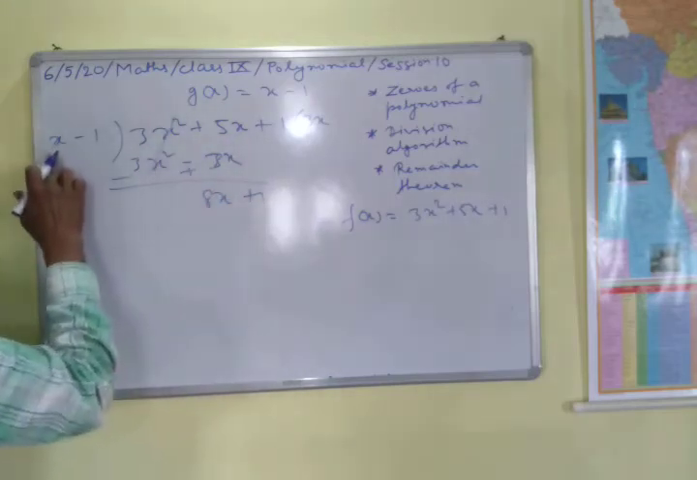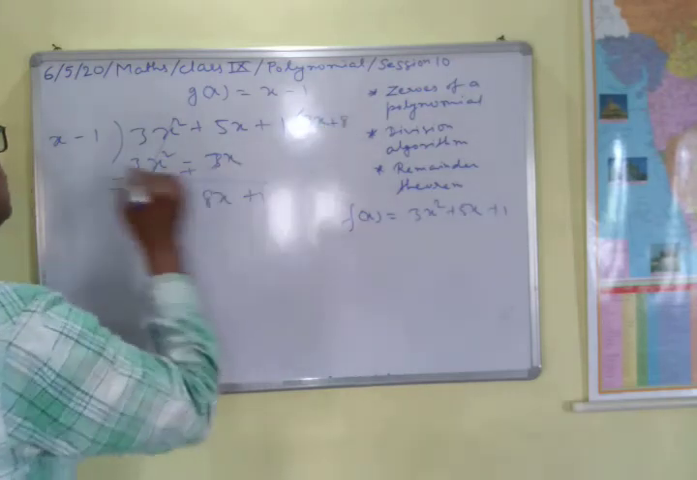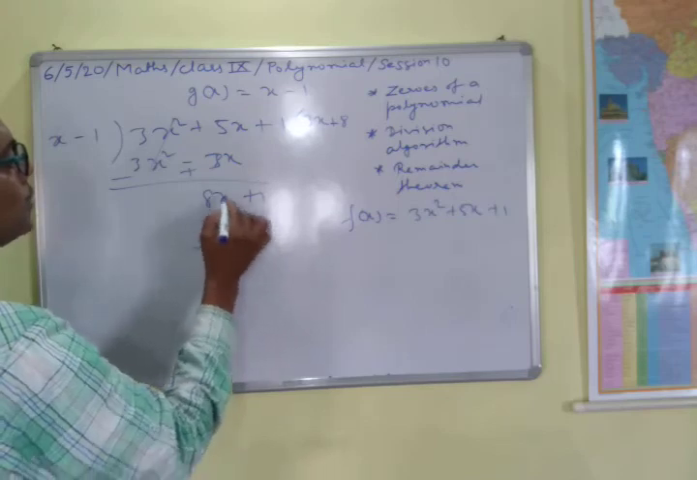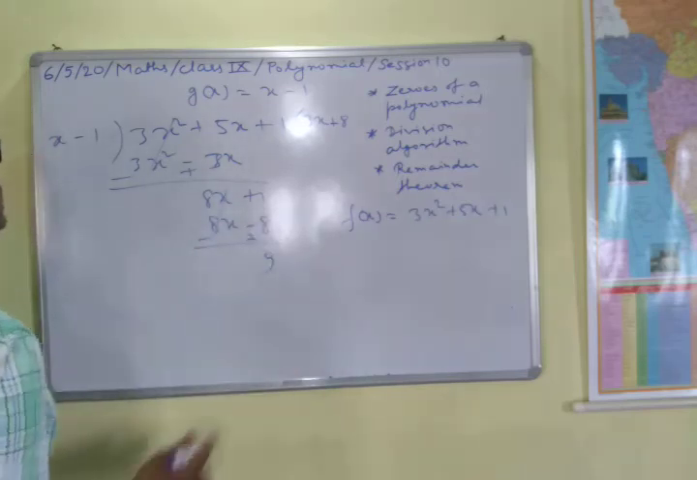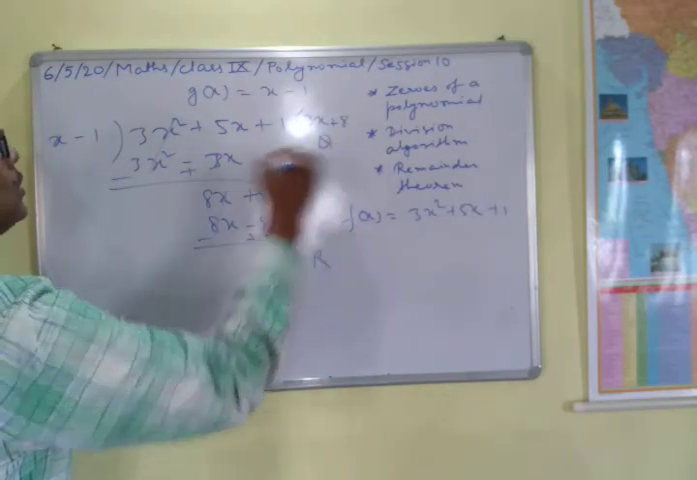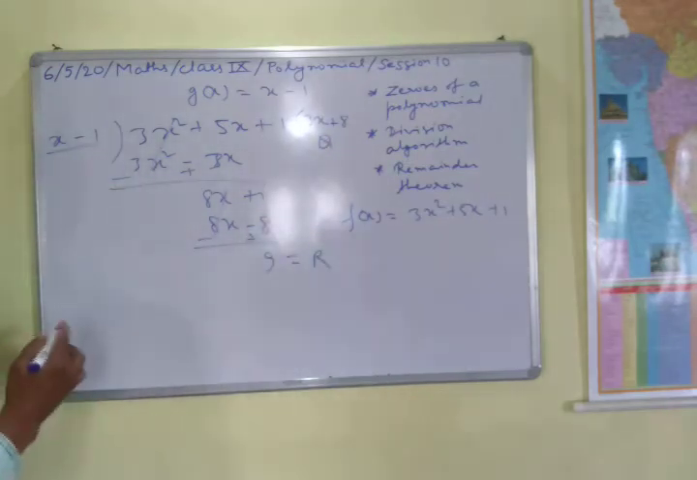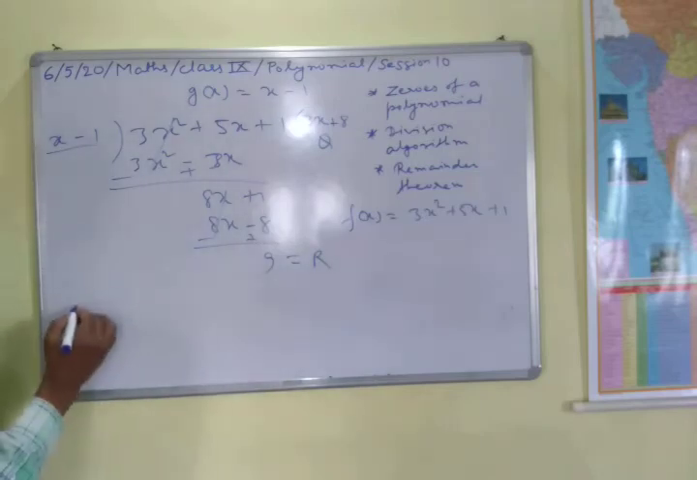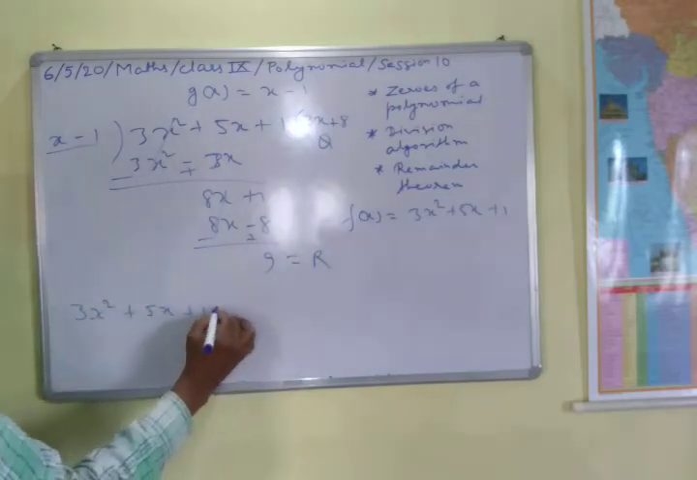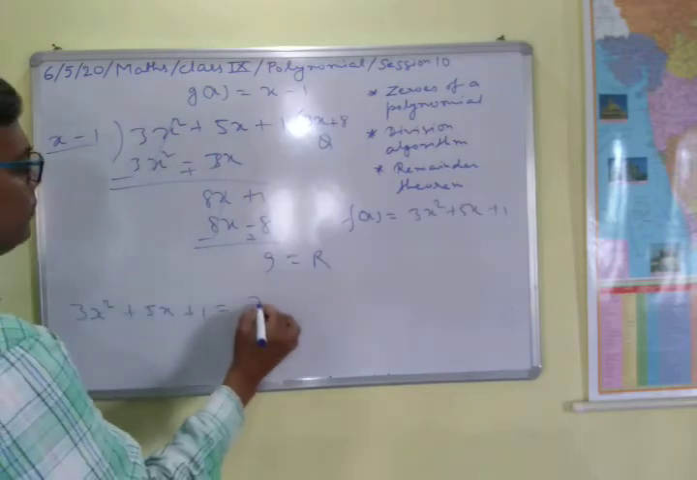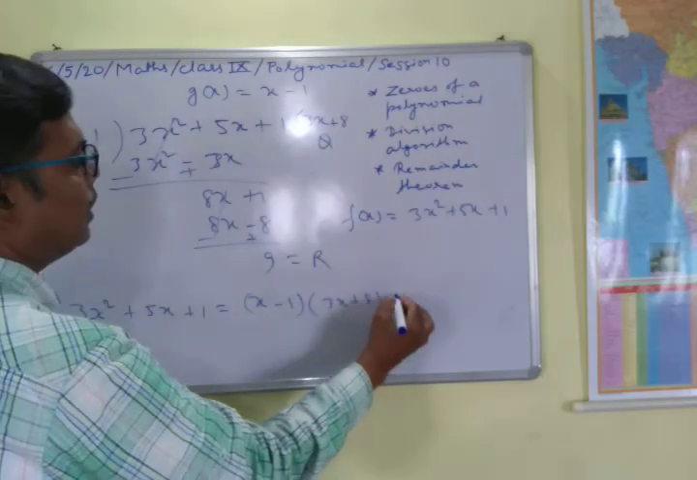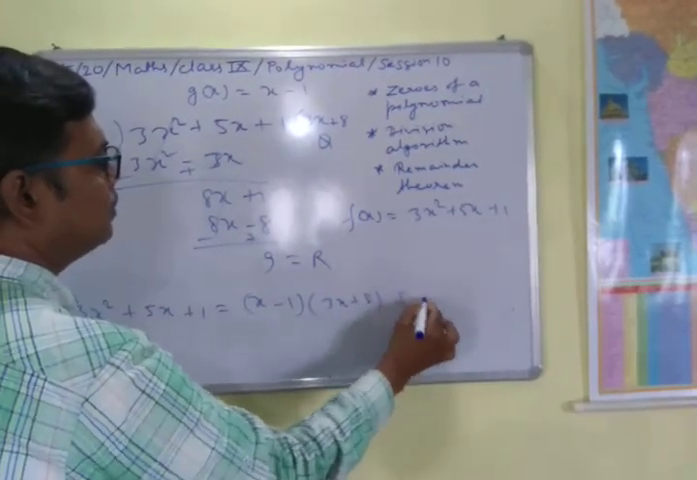Now again further divide, here write plus 8, then 8x minus 8. Then it will be plus, then you have 9 here in this case. So here the remainder is 9 and the quotient is this, and this is the divisor. Now again here you can see that 3x square plus 5x plus 1 is equal to divisor x minus 1 into quotient 3x plus 8 plus the remainder.